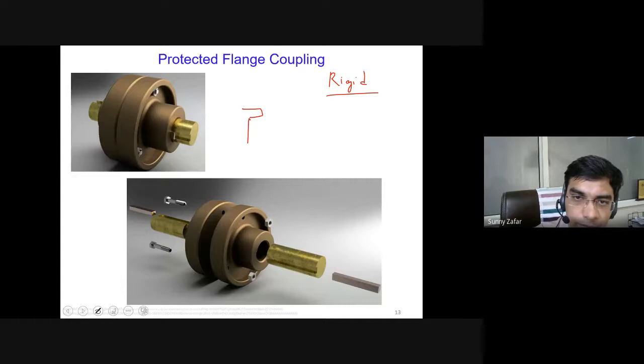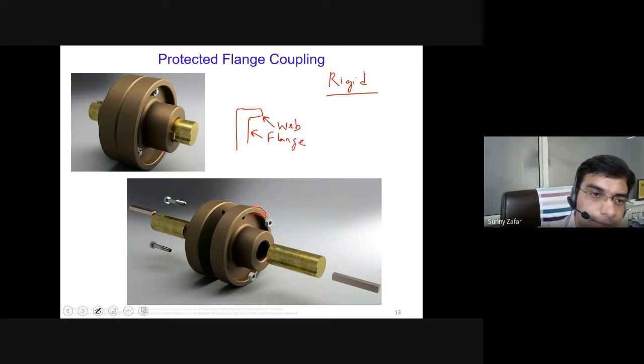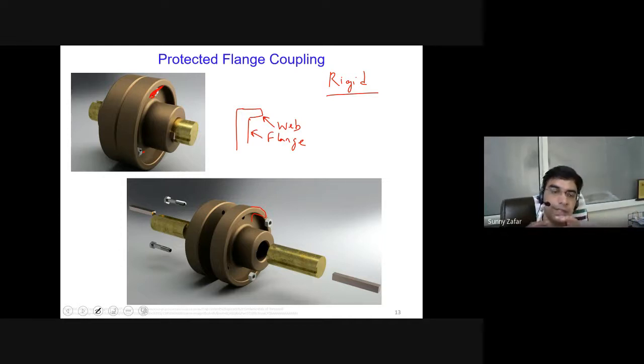If you look at the cross section of the flange, this flange is slightly protruded, or you have this type of web here. We call this thing the web. And then, of course, here is the flange. Now, what you will observe here is that the bolts, these are the bolts here, are covered with this web. So they are basically enclosed in this web.